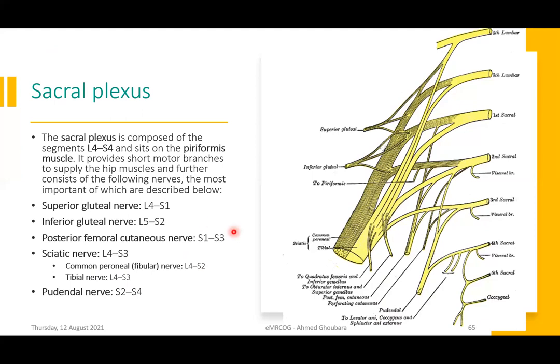This is difficult. This is tough, I know. I don't recall this much. I have to revise it before the lecture, otherwise I won't be able to remember anything at all, okay? So the most important of the most important will be the pudendal nerve, S2, 3, and 4, okay?